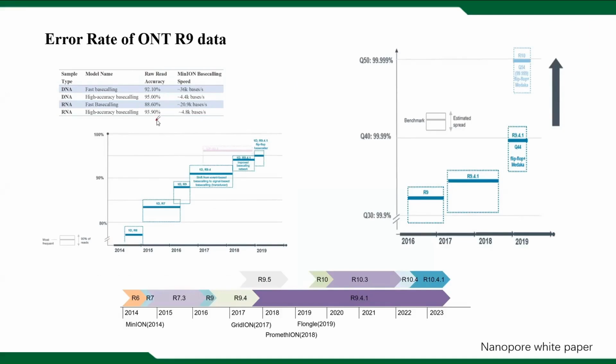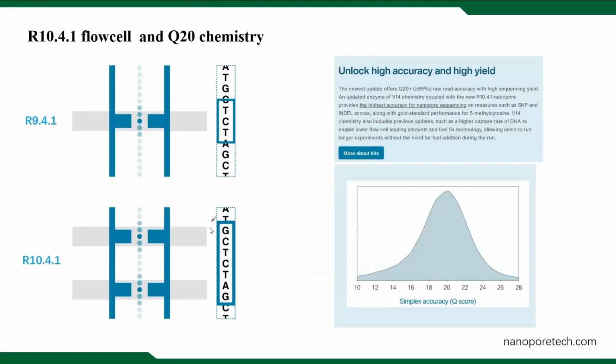However, nanopore reads have a certain error rate, but it can be improved through error correction. The average accuracy of the R9.4.1 flow cell is 92%, but the corrected consensus sequencing accuracy can reach quality 40. Compared with the R9 flow cell, the R10 flow cell has a dual reader head, with accuracy of up to quality 20.